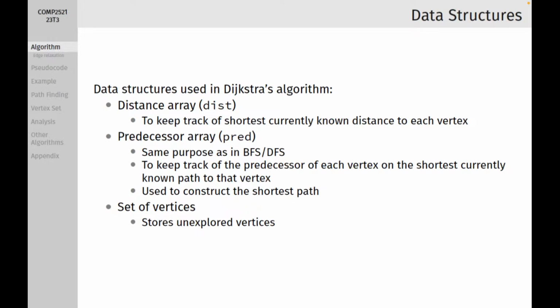We also have a set of vertices, and the point of this set is to store unexplored vertices. Every time we explore a vertex, we remove it from this set, and when we're deciding which vertex to visit next, we choose a vertex from this set. This is deliberately abstract because there are different ways you can implement a set of vertices, and we'll talk about that later.